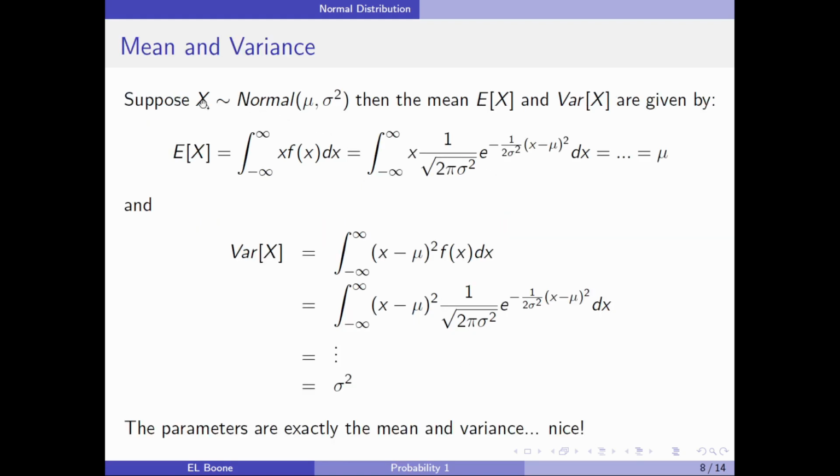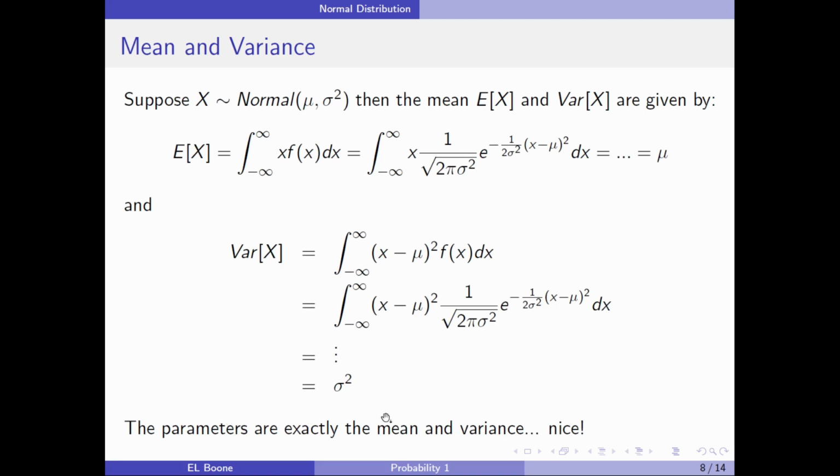All right, so some things that you can work out from this if you want to play around with the math. The expected value of this thing is mu, which is the mean. Hey, that's nice. Easy calculation. If you know mu, then you know the mean. The variance works out to be sigma squared. So everything is what it is named to be, which is really nice.